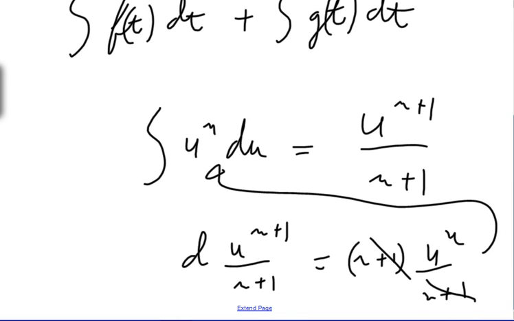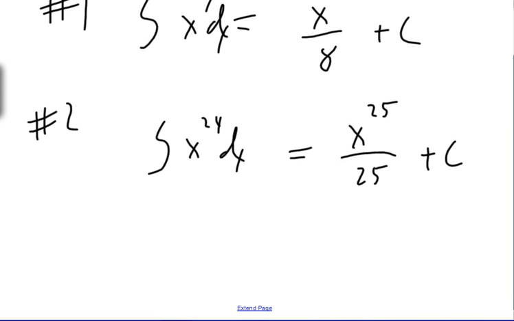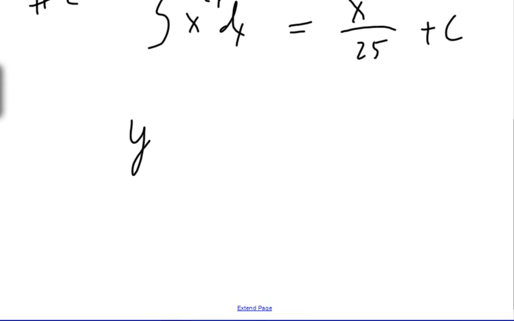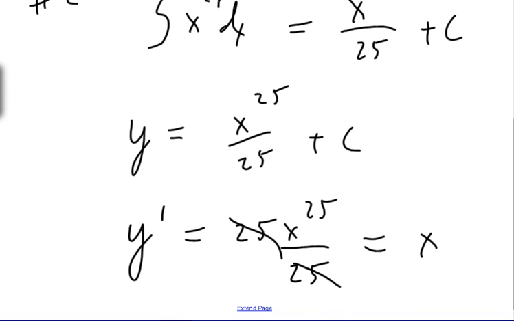Okay, thank you. That's what the rule says. Now, if you think about it, if I have y is equal to x to the 25 divided by 25 plus c, and I take its derivative, what am I going to get? I'm going to get 25 x to the 24 divided by 25. Those guys go away. I got x to the 24, which is how I check my work.